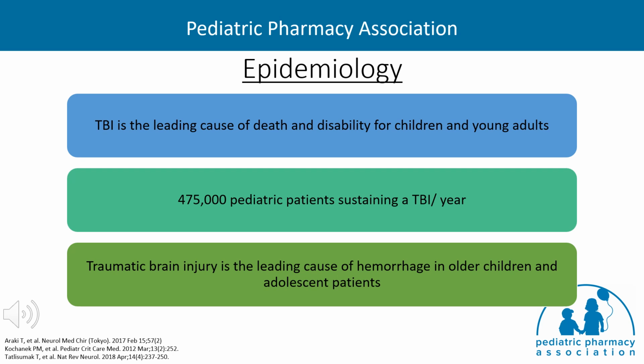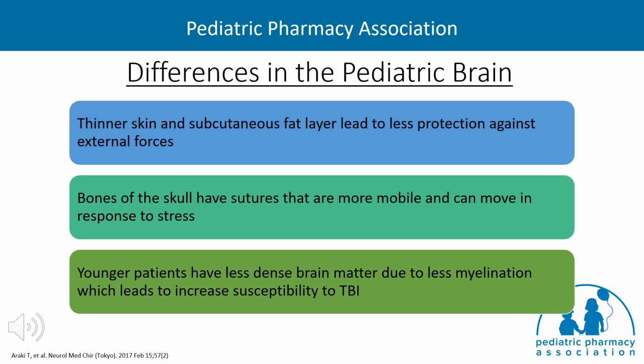Traumatic brain injury is the leading cause of death and disability for children and young adults, with an incidence of about 475,000 pediatric patients sustaining a TBI per year. And traumatic brain injury is the leading cause of hemorrhage in older children and adolescent patients.